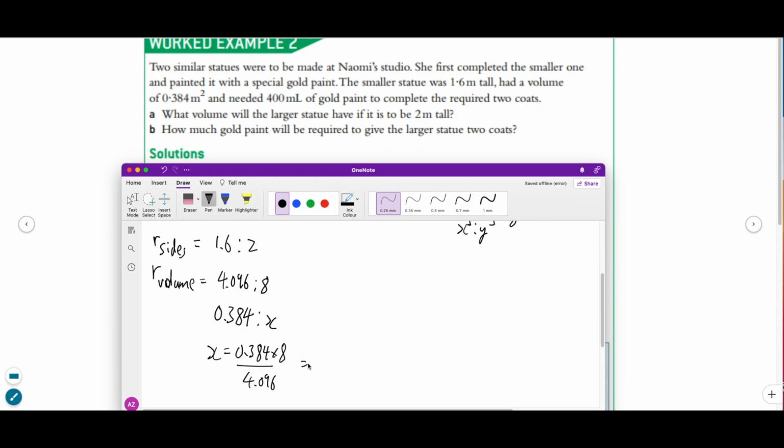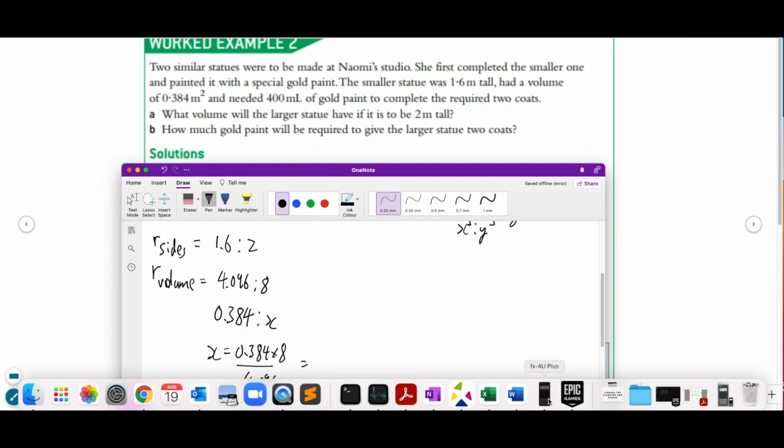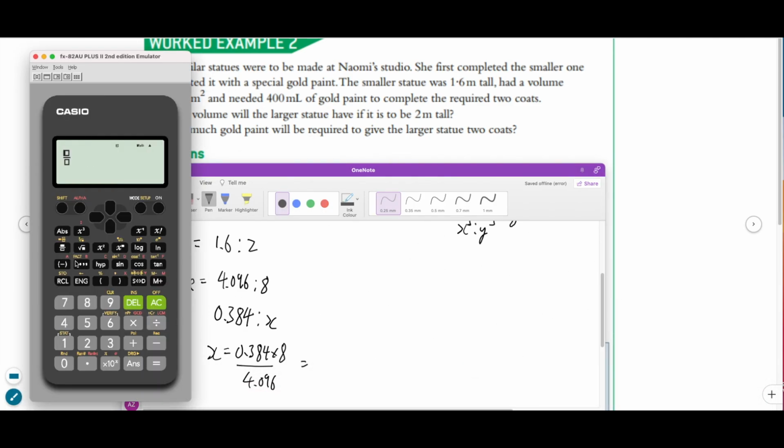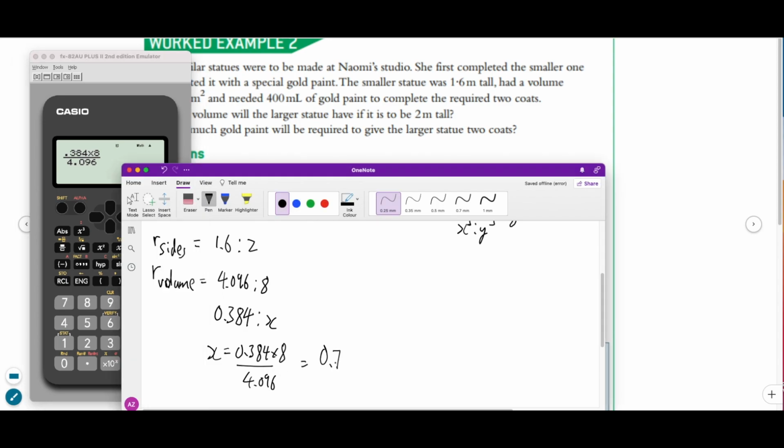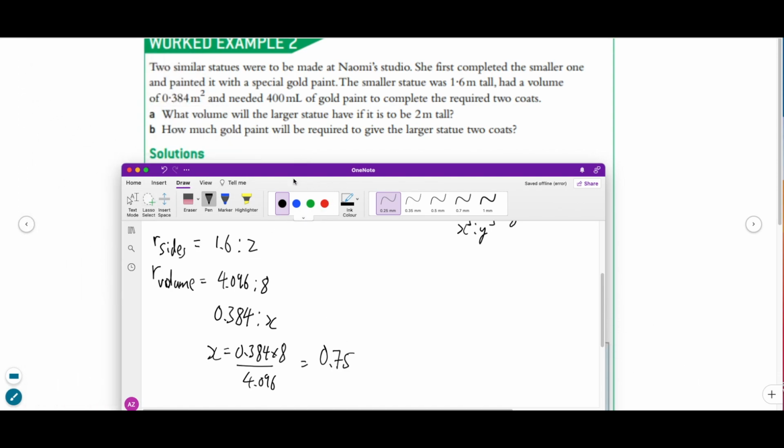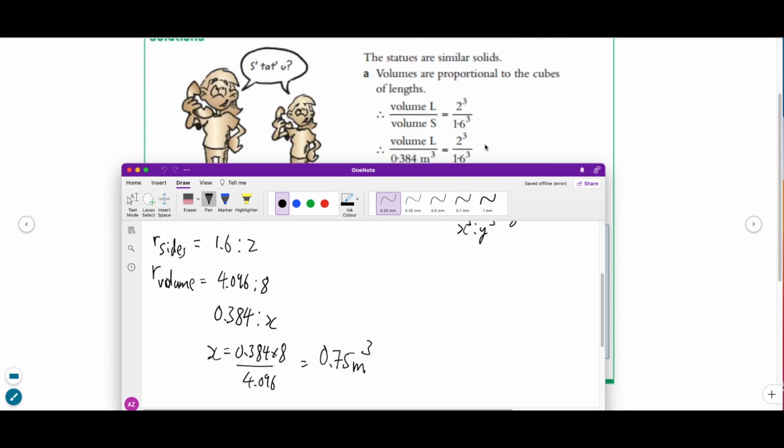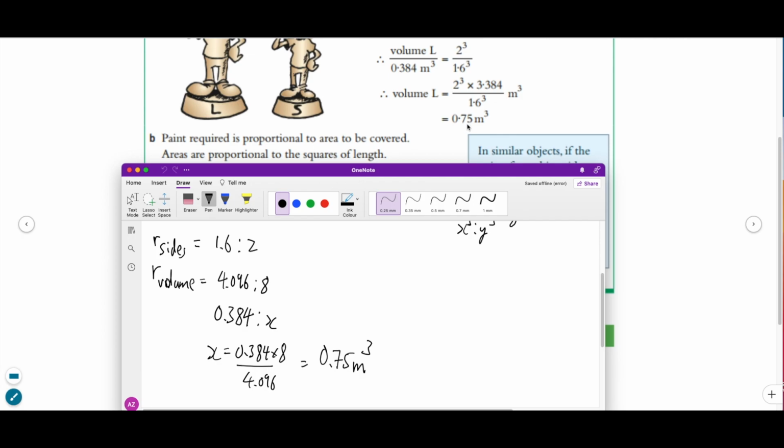What should the answer be? Just use your calculator for this. Now remember, this is just a trick: you don't actually have to type the 0 when it's 0 point something, you can just type a point. So .384 times 8 divided by 4.096. You get 0.75. Then make sure you write the units. The units should be meters cubed because it's volume, right? Let's just check the answers. As you can see, 0.75 meters cubed.